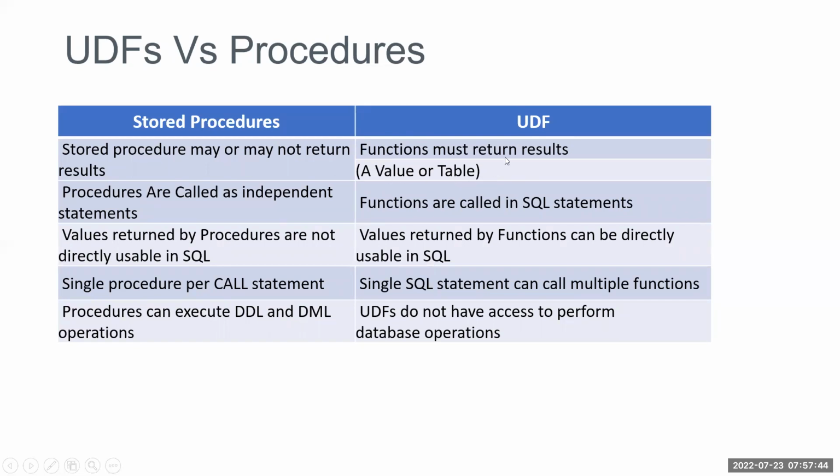It must return some results for the input we are passing, or every time we call a function, it should return a result. It can be a value, or a table with 0 rows, 1 row or multiple rows. Procedures are called as independent statements. How do we execute procedures? By using a simple call, space, procedure name. That's it. We can execute procedures as individual statements.